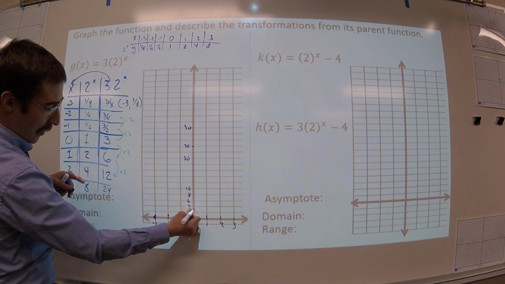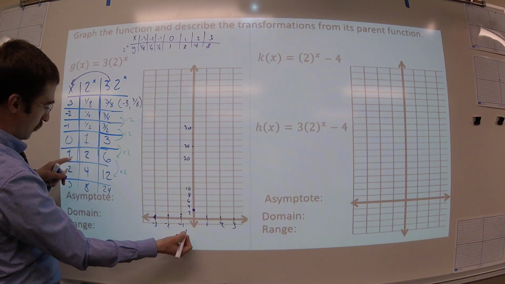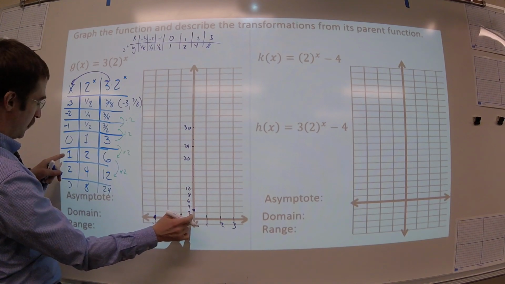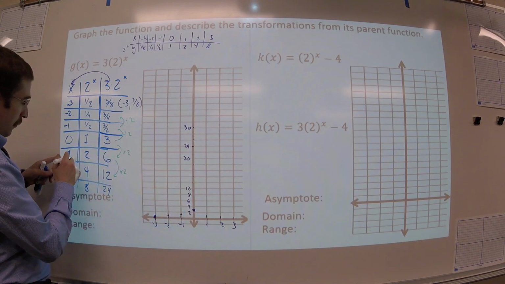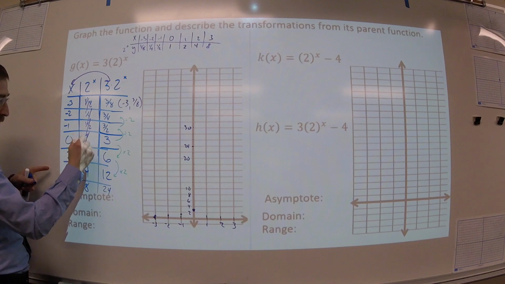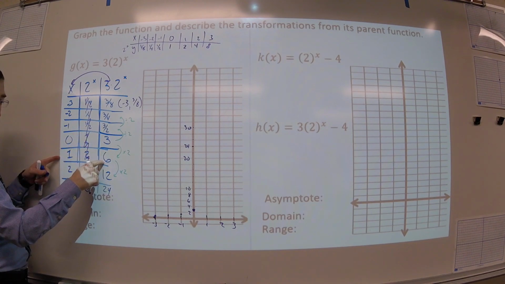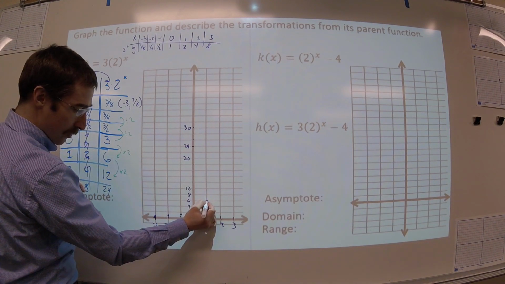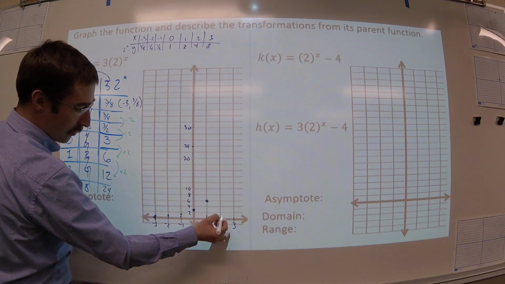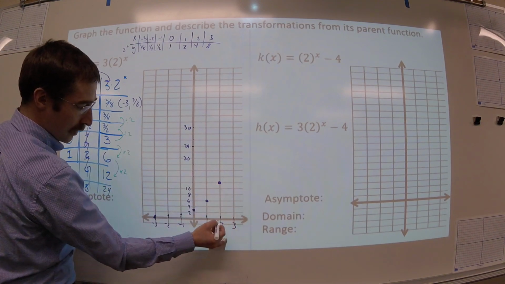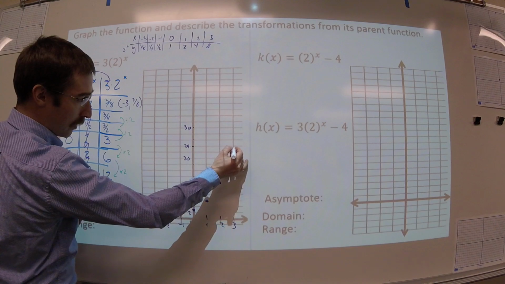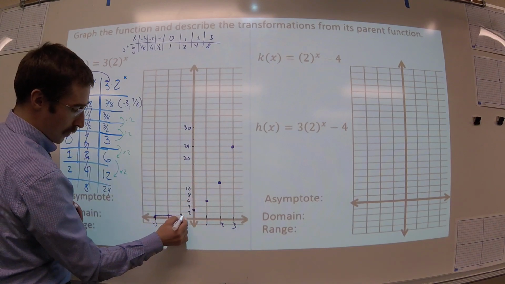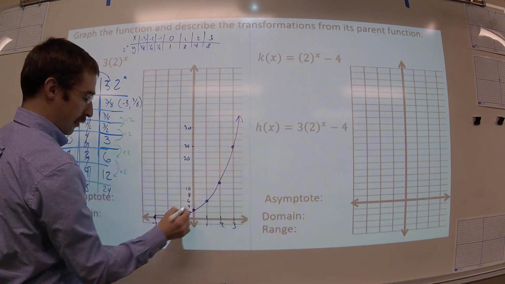When we're at 0, we're at 3. That's why I graphed there. We're just picking these. This is 1, comma 6. 2, comma 12, and 3, comma 24. Connect the curve.